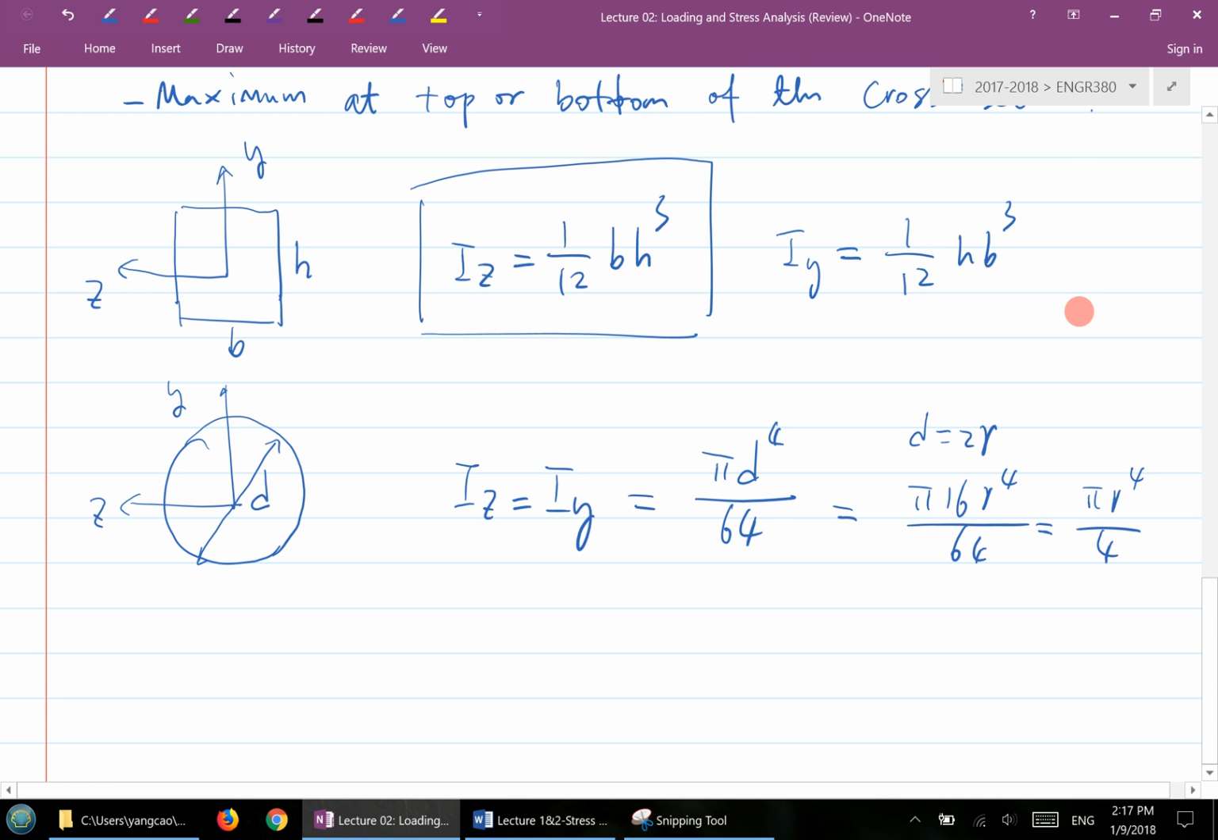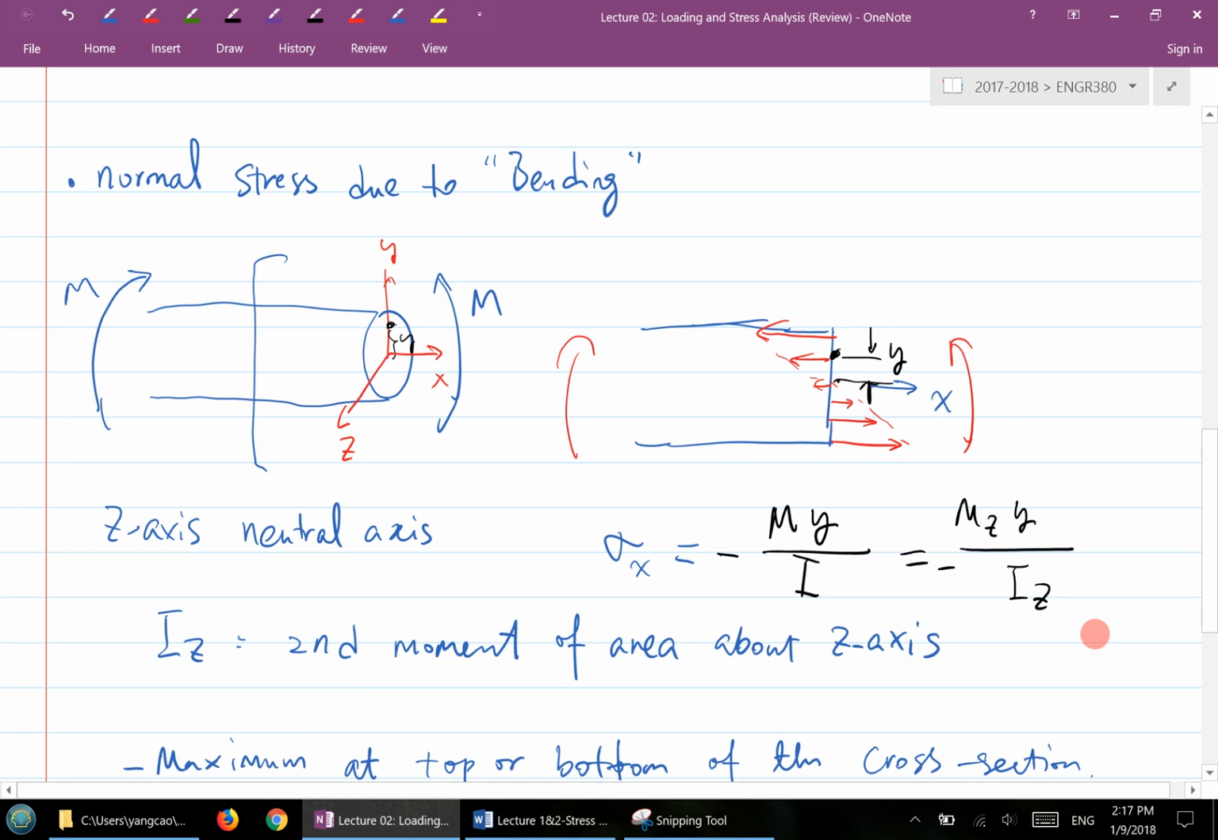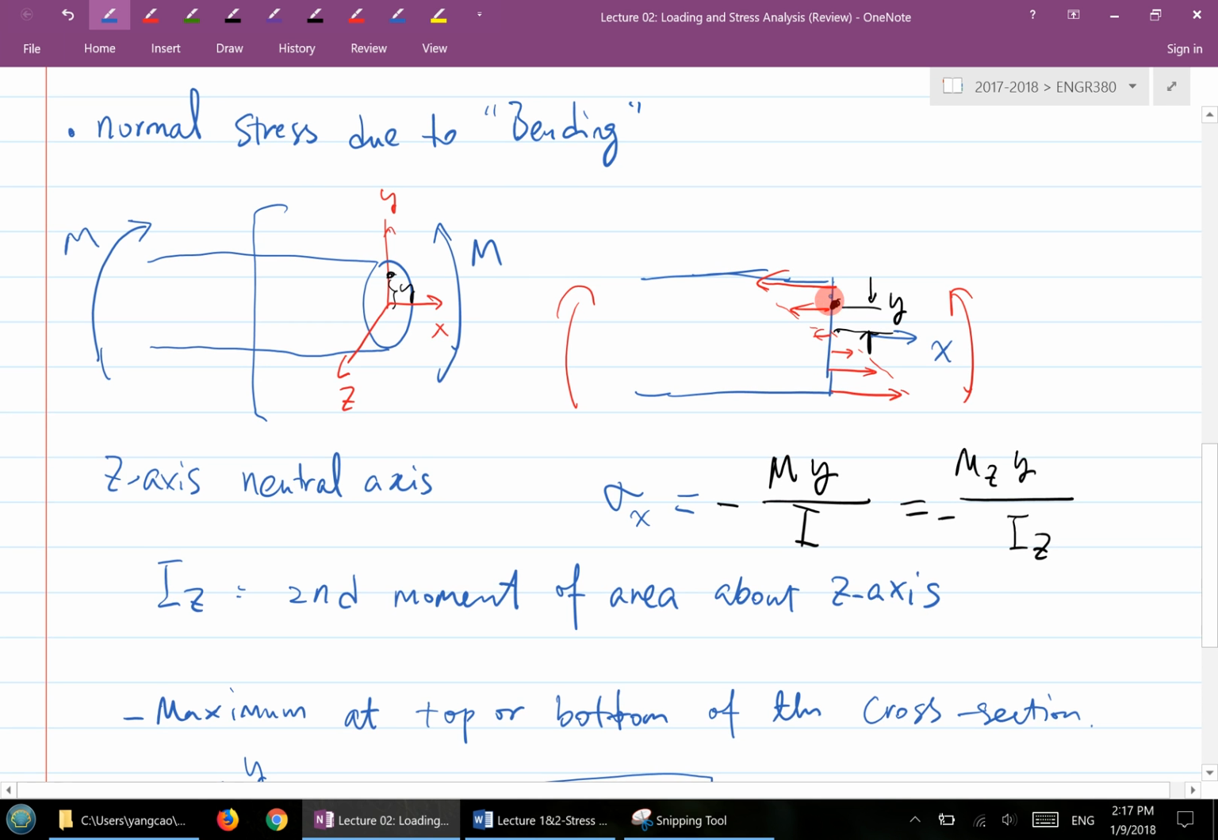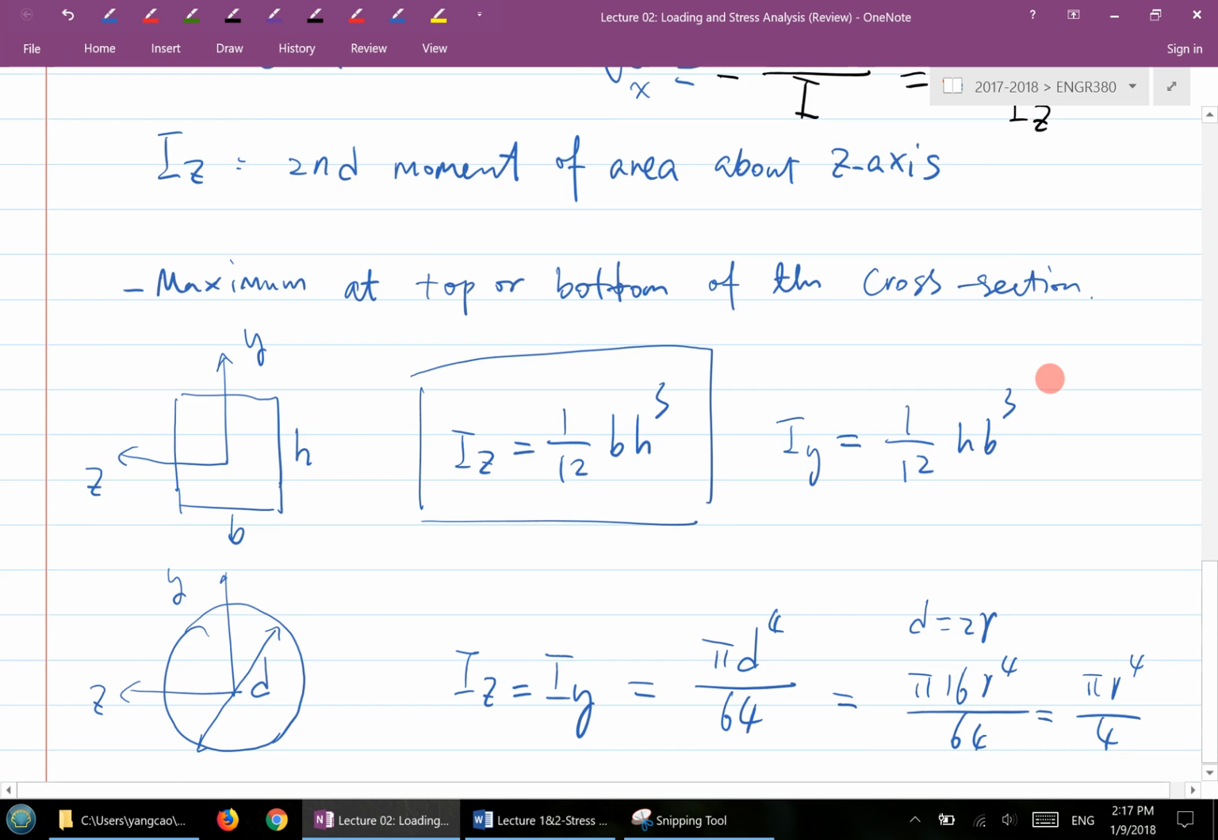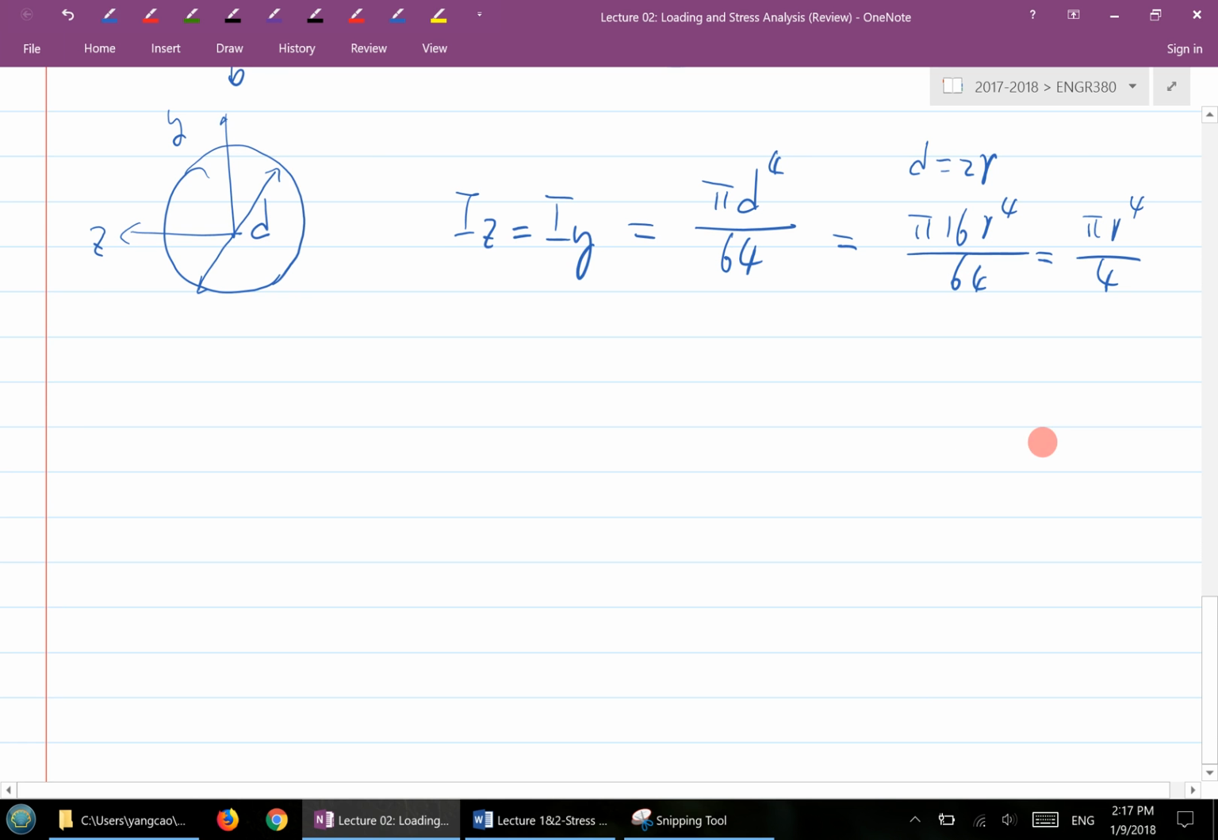If you're interested in how this is derived, I can show you after the lecture. But formula-wise, for calculating normal stress due to bending, it's M times the maximum distance from the origin to this edge over here, and then over the I, and you'll get the maximum there. Okay, so that's normal stress due to bending.